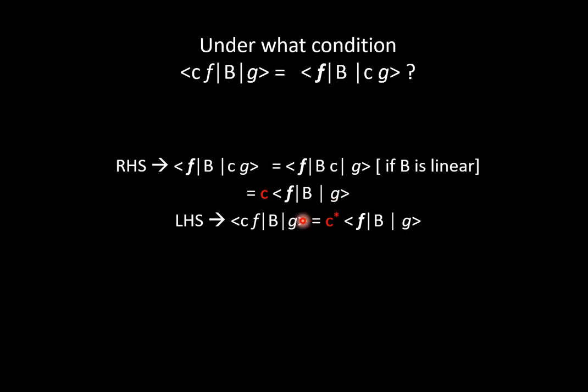Now what about the left hand side? ⟨cf|Bg⟩. Now c is in the bra position. It's a constant, but in the bra position, so if you take it out, you have to take it as c star, the complex conjugate of c, right? So what we see is that if the right hand side and left hand side have to be the same, then c has to be equal to c star. So my final answer is, first of all, B has to be linear, and then c is equal to c star. If it is so, then this equality holds true. Okay.